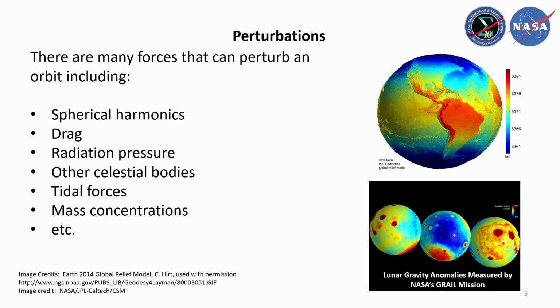This can result in stretching of the Moon, and mass concentrations, in which local density variations in the central body exert forces on the orbiting spacecraft. This is especially important for lunar orbits.